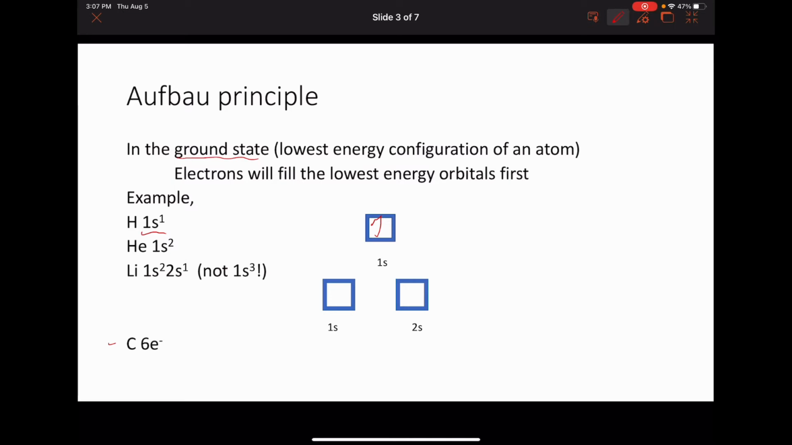Sometimes, and actually most of the time, I don't write the whole box. I just write a line. I say this is 1s, and then I'll put my 1 electron there. And that's one way to represent it. That tells you how the spin is as well.